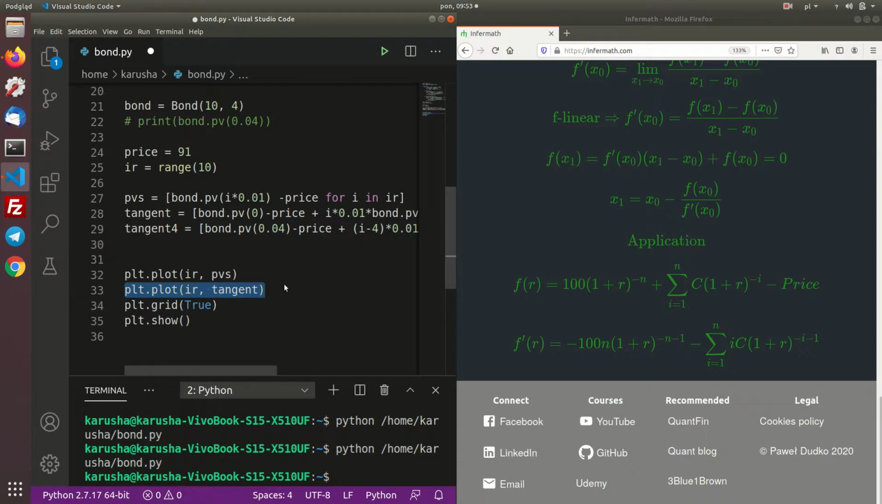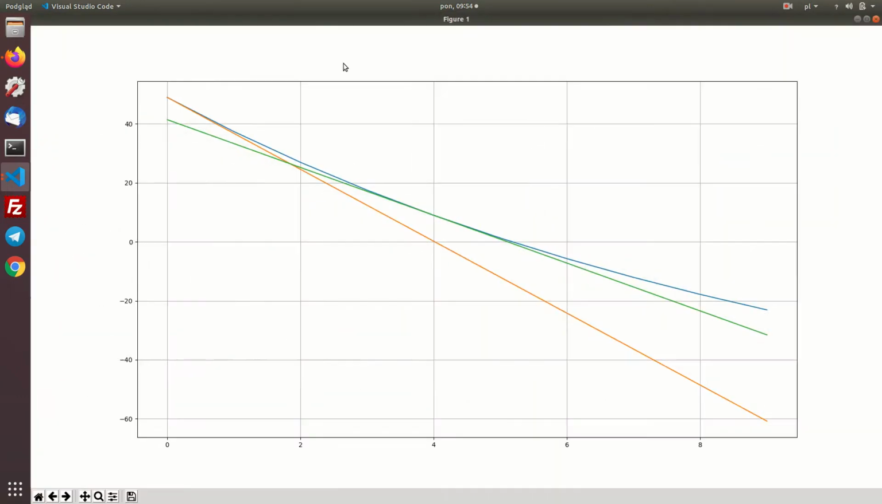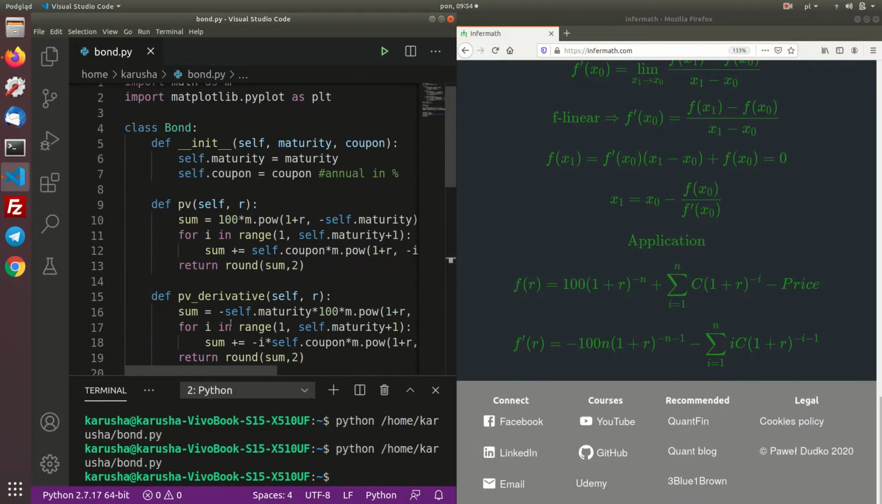So again, we add this line to the plot. Run it. Yeah. So now, as we were starting from point 4, we check the tangent line here. We go along it to find the root, and we see that already here we got very, very close to the yield to maturity that interests us. Okay, so we understand what the Newton-Raphson method does. Now let us use it to calculate the yield to maturity of our bond.